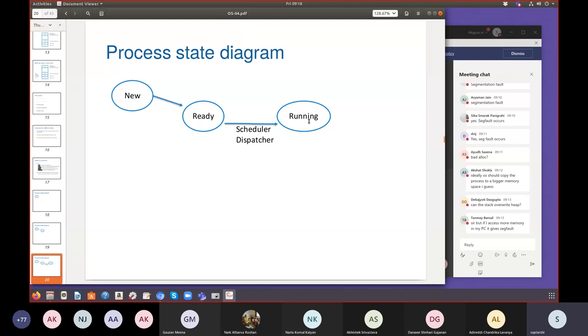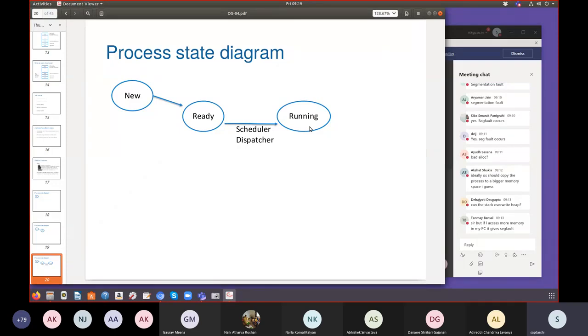Actual allocation of the CPU to this process is done by the dispatcher. This is also another kernel routine which allocates the CPU to the process chosen by the scheduler. So basically, several processes may be ready at a particular point of time. The scheduler selects one of them, how we will discuss, and the dispatcher actually allocates the CPU to this chosen process. Then the process goes into the running state.